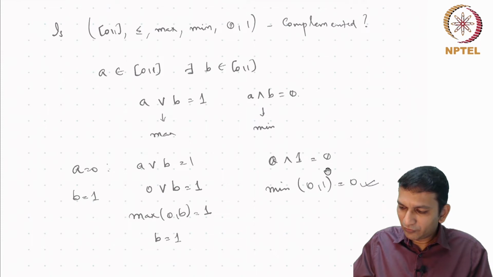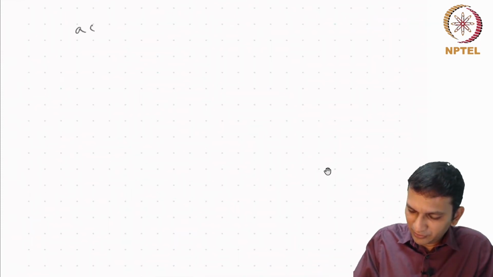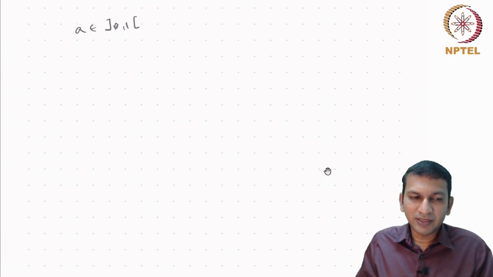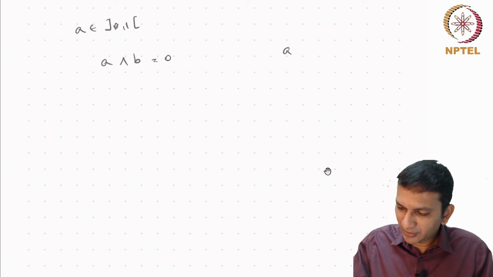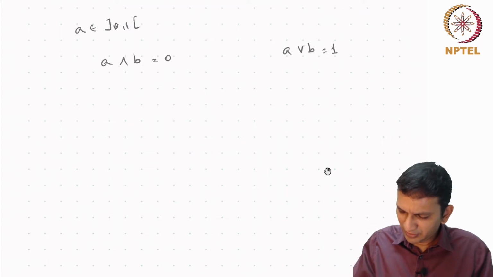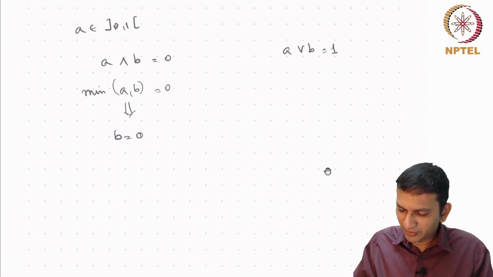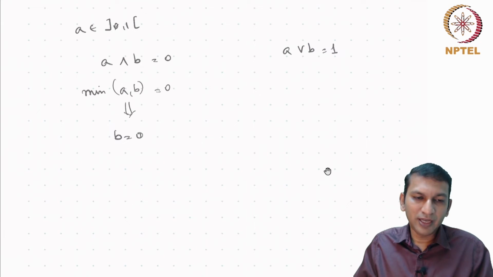Let's look at elements coming from the open interval (0, 1). So that means A is neither 0 nor 1. Now what we want is once again a B such that A meet B is 0 and A join B is equal to 1. The meet is essentially the minimum of A, B, which should be equal to 0. Now we know that A is not 0, so if this has to be 0, B has to be 0. That means for every A in (0, 1), its complement B has to be 0.